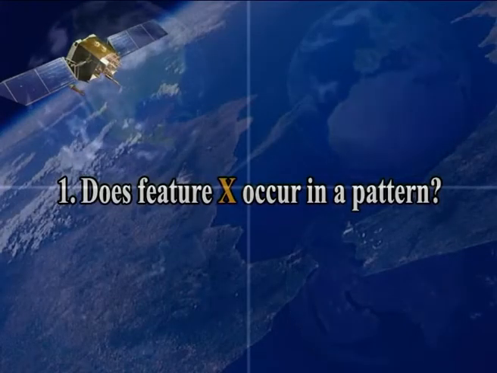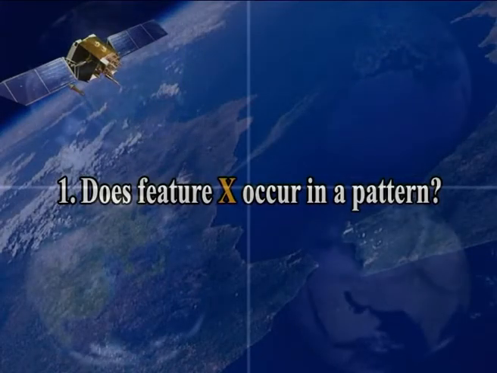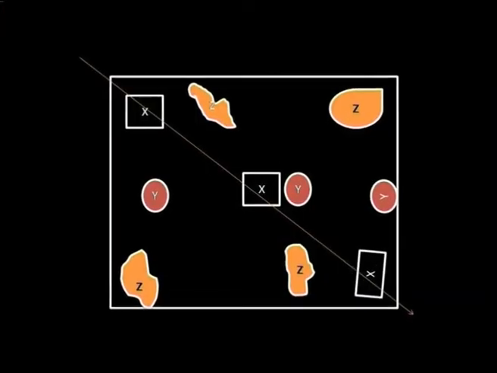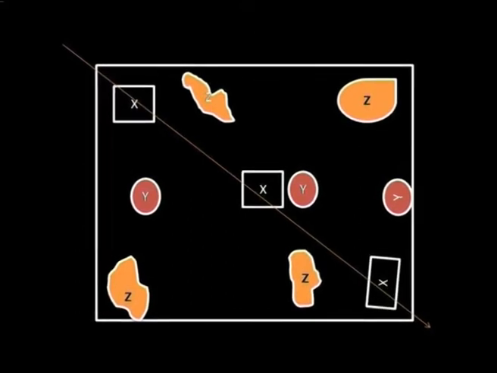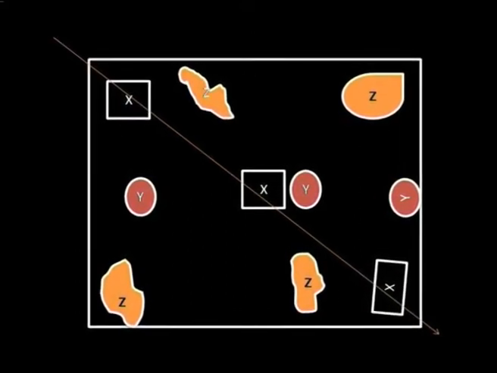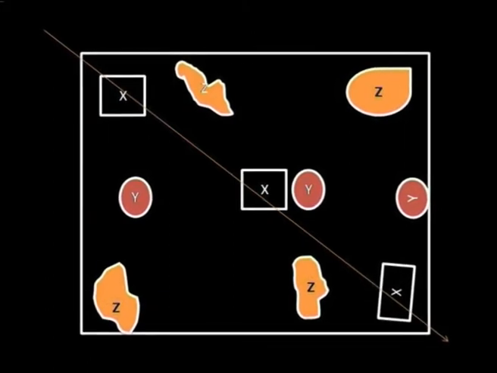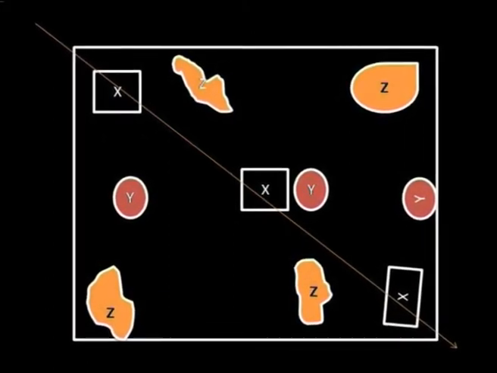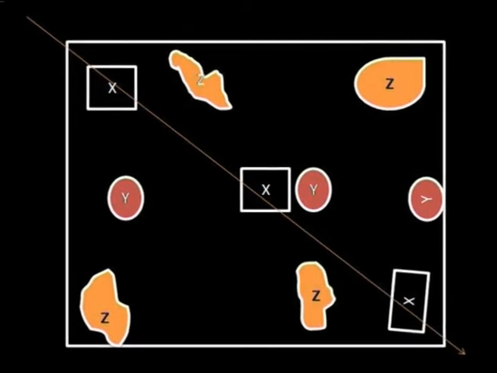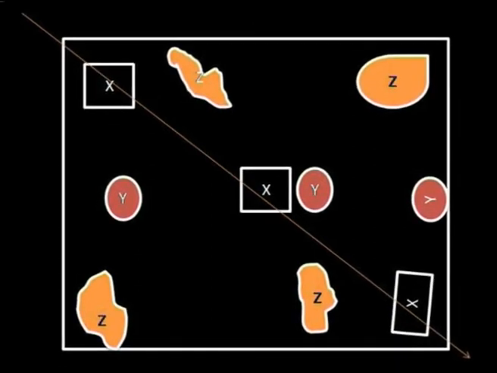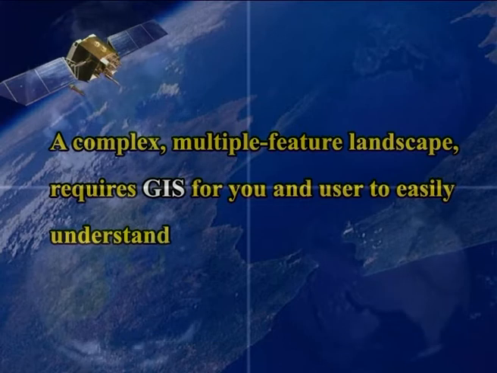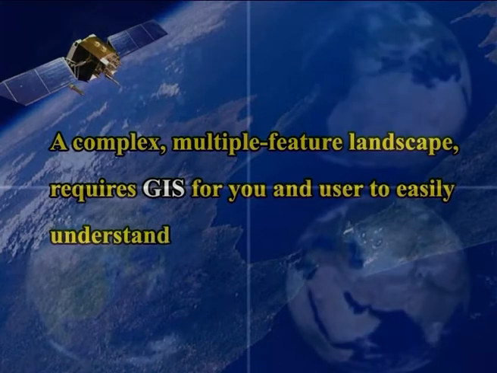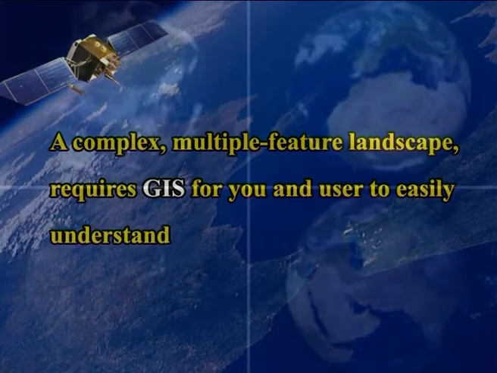Number 1. Does feature X occur in a pattern? Examine feature X, which could be a vegetation type occurring in a line pattern. Do you recognize they are running from upper left to lower right? To a trained eye, it may be easy to see the patterns in the simple map, but always consider the end user in mind, who may not be of your skill level. A complex multiple feature landscape requires GIS for you and the user to easily understand.